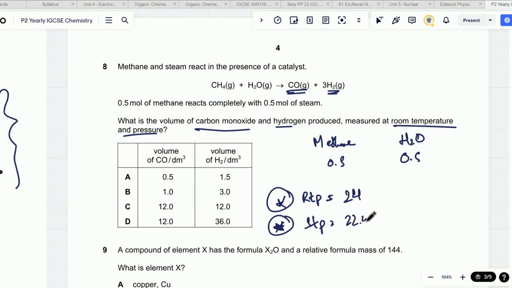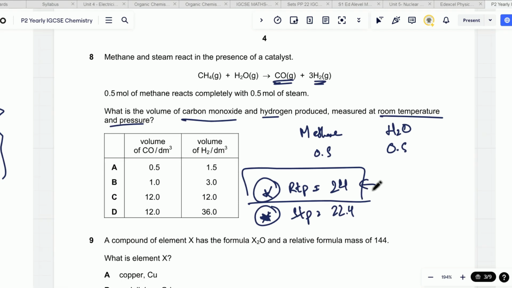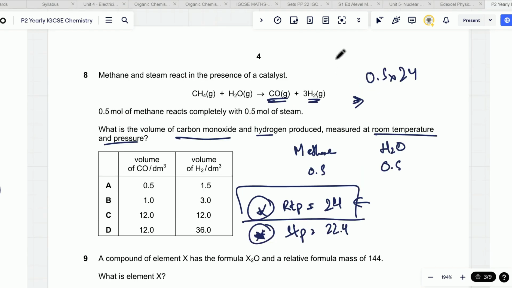So 22.4. We will be using RTP, so we are going to be using 24 over here in the equation. How do we solve this question? Very good. Zero. Which would give us the volume. So the volume is going to be equal to the number of moles multiplied by the RTP, right? So that would be 0.5 into 24.